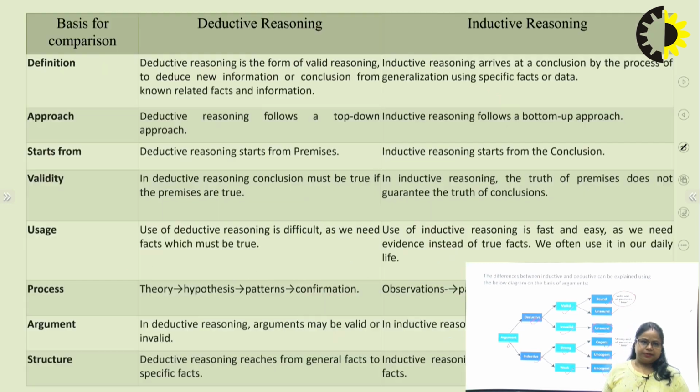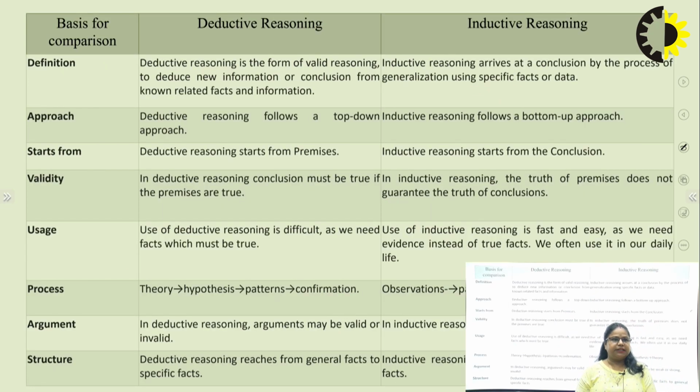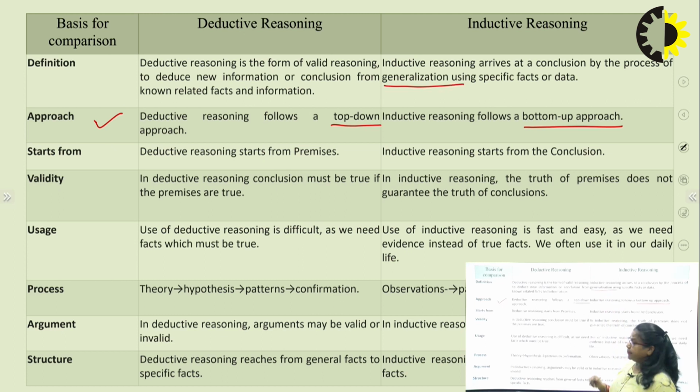On the basis of the arguments, let's discuss the various differences between deductive and inductive reasoning. The first difference I have already told you is in their approaches, right? Deductive is a top-down approach and inductive is a bottom-up approach. As for the definition, deductive reasoning is a form of valid reasoning so that we can deduce new information or conclusions from known related facts and information. But in inductive reasoning, we arrive at a conclusion by the process of generalization. We start from the premises in deductive reasoning because it is a top-down approach, but in inductive reasoning, we start from the conclusions.